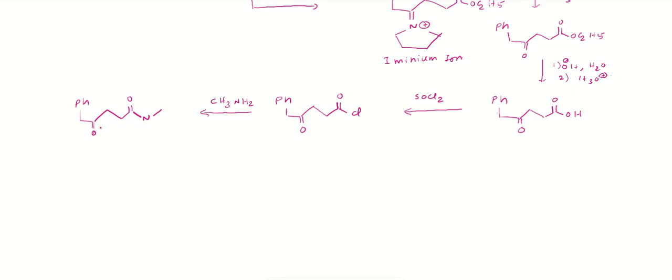Now here there are two different groups. I want to reduce only the keto group without reducing the amide group. So I'll use a mild reducing agent, sodium borohydride. Once we use sodium borohydride, then we'll get the target molecule. So this is our TM. This is how we can synthesize this molecule.